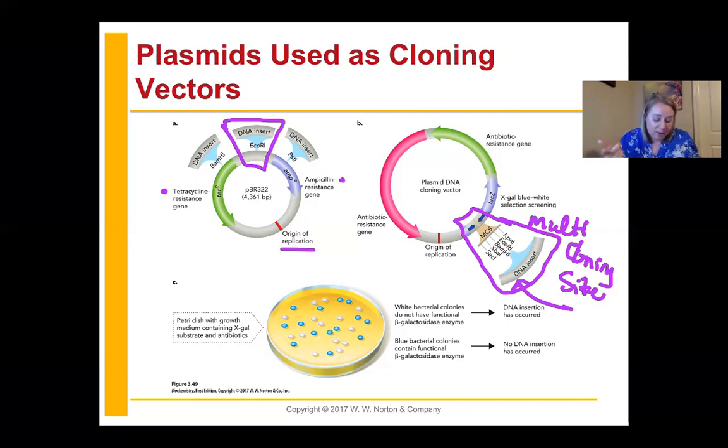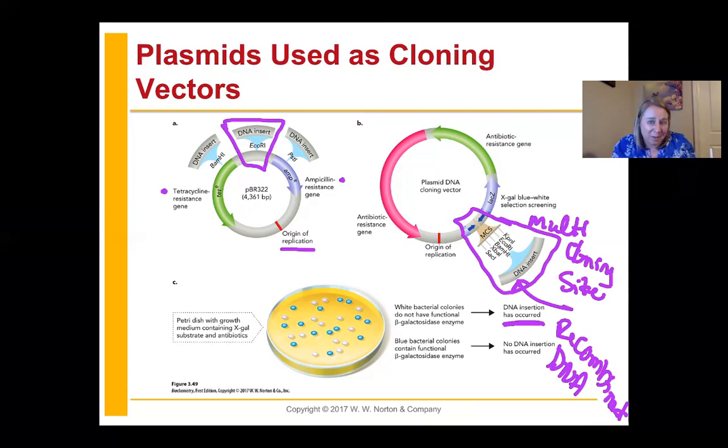And once it has that DNA insert, we call this recombinant DNA. DNA insertion has occurred. So how do we check that that's happened? Well, we take this new plasmid and we put it back into bacteria, and we look for bacteria that are resistant to antibiotics.